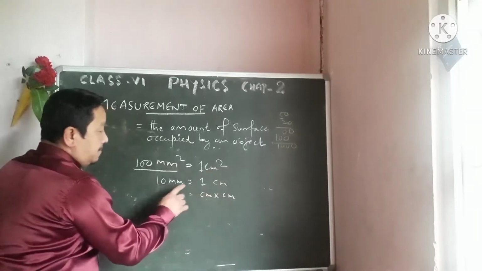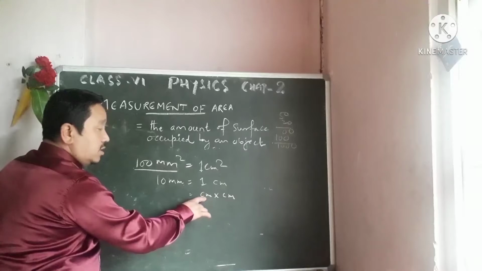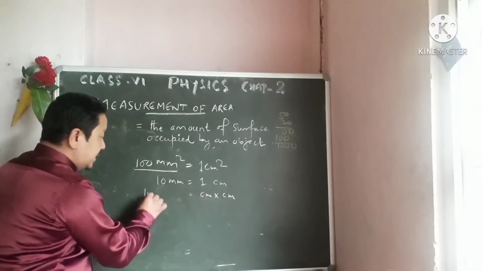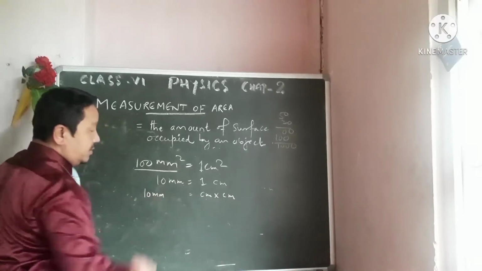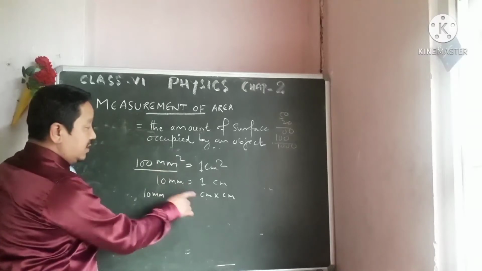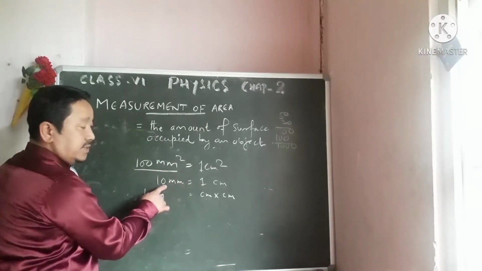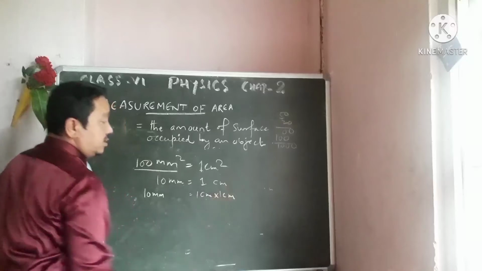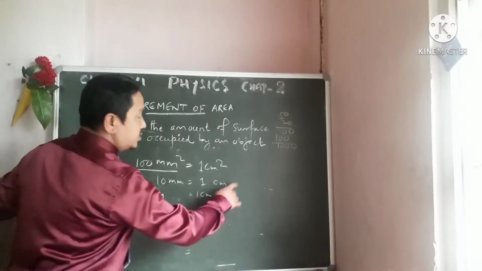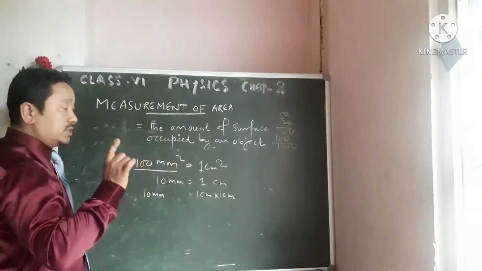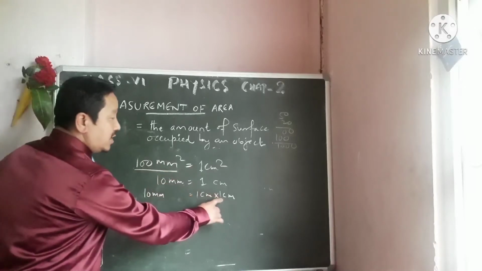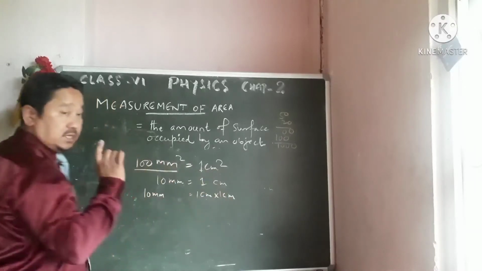So here, 1 cm equals 10 millimeter. See here, 1 cm equals 10 millimeter. Means it is 1 cm only here. 1 cm into 1 cm is how much? 1 ones are 1. So 1 ones are 1. Cm square, cm into cm square.